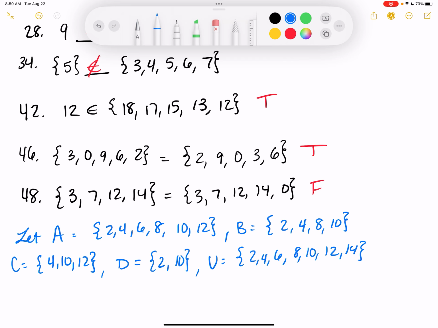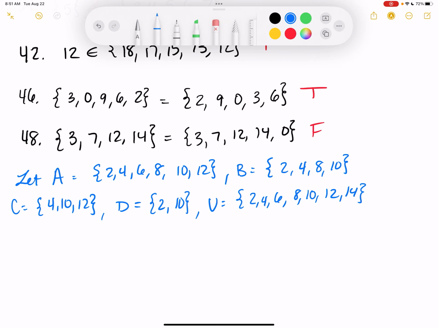So these are true-false questions. They go with these ones, and then we'll have another set that we'll write down a whole bunch of to do another set of problems in a little bit.